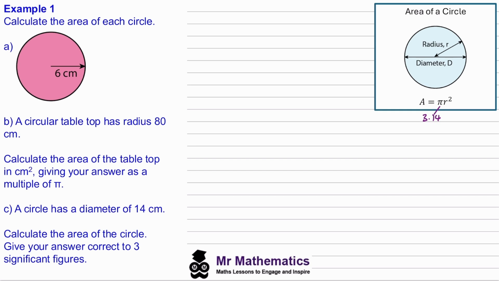So if we look at example A, we've been asked to work out the area of this circle. So the area will be pi multiplied by the radius squared. And the 6 squared is 36. So this will be 36 pi with a unit of centimeters squared. So leaving it in this form is called leaving it as a multiple of pi. But we can also work it out as a decimal.